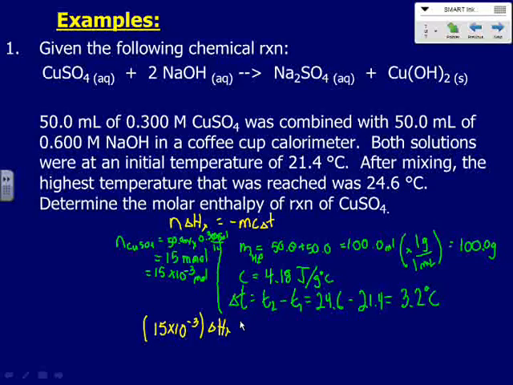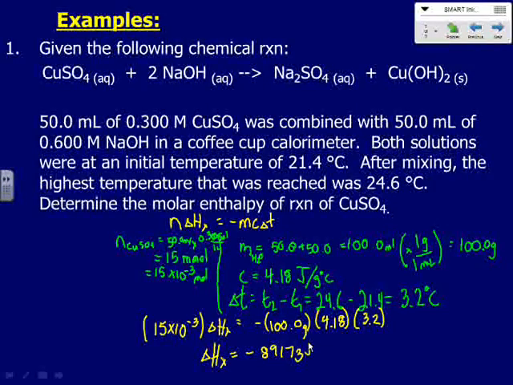Delta Hx, find. Negative, the mass, 100 grams, C, 4.18. Delta T, in this case it heated up, so it's positive 3.2. I don't have enough room to rearrange, but if you divide this off on this side, we're going to get a delta Hx. Notice, you can't cancel out that negative. And that is going to be, I'm going to check my number, 89173 joules.